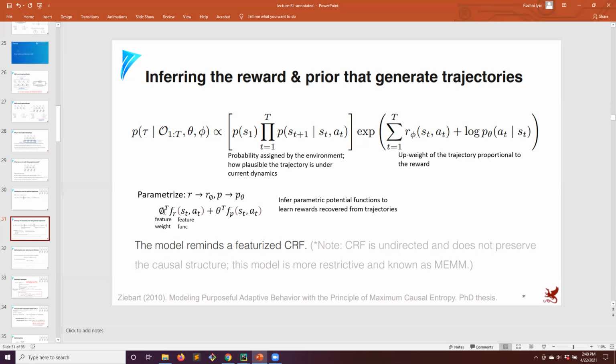When we do this parametrization, we can think of this in a general form, where we have a feature weight multiplied by the feature function. So we have this FR, which is dependent on the state and action at time step t, which is this function here, and then plus this other feature weight times feature function, which is this other term here. And this is similar to a conditional random field in this way.